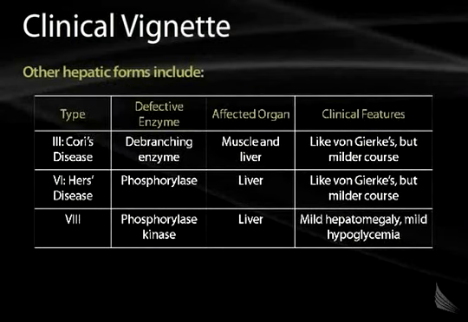Other hepatic forms are detailed in this table. These are less common, probably less important for you to understand for the USMLE. The main hepatic form to understand is von Gierke's disease.